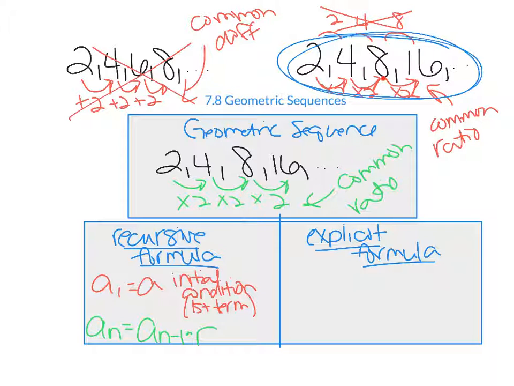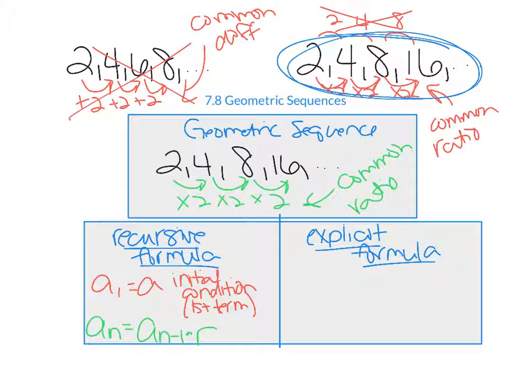multiply by 2. Okay? So to know the third term, I started with the first term, and I multiplied by 2, and then I multiplied by 2 again. I multiplied by 2 only 2 times, even though I was looking for the third term. If I want to know the value of the fourth term, I start with the first term, and I take 2 times 2 times 2. I multiply 2 by itself 3 times, even though I'm looking for the fourth term.